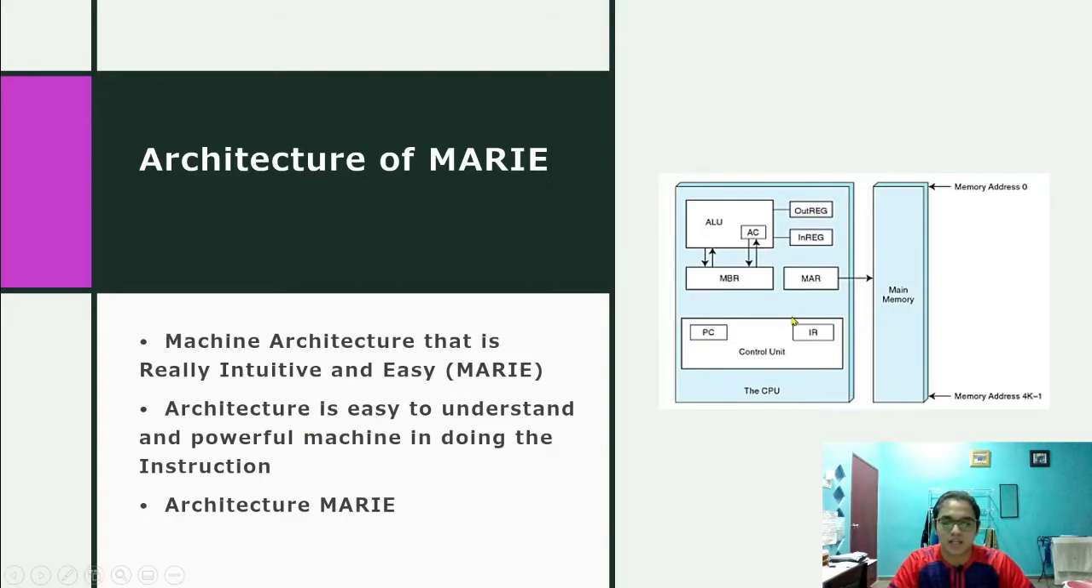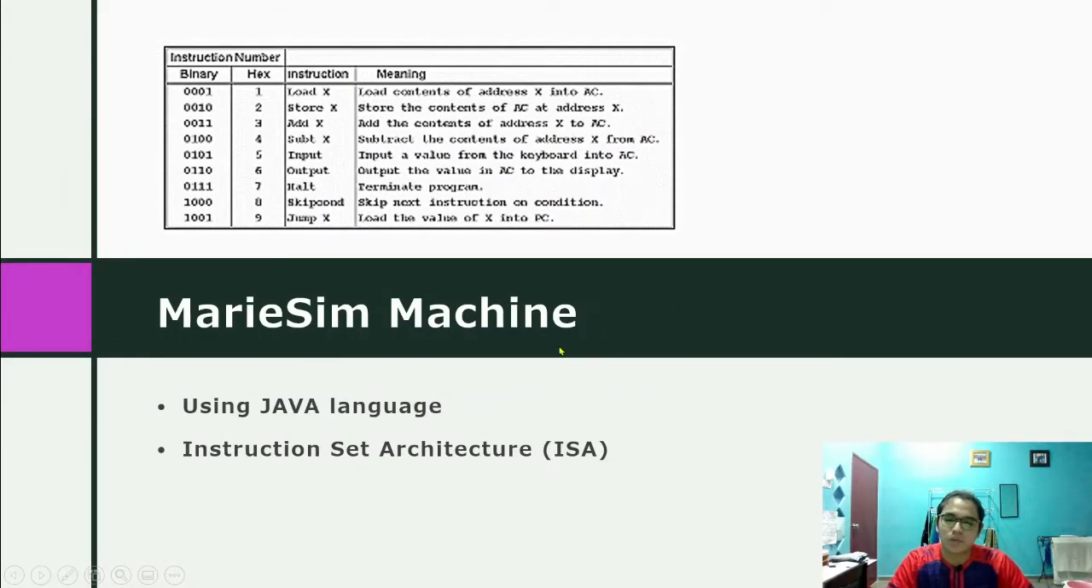This is the architecture of Mary. There are two main parts: first the CPU, second the main memory. Next we take a look at the Mary C machine. We use the Mary C machine to run the code of our project so that we can see the result.